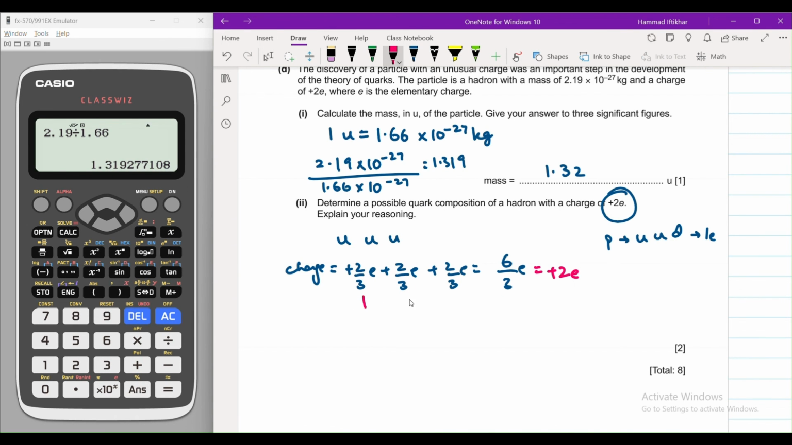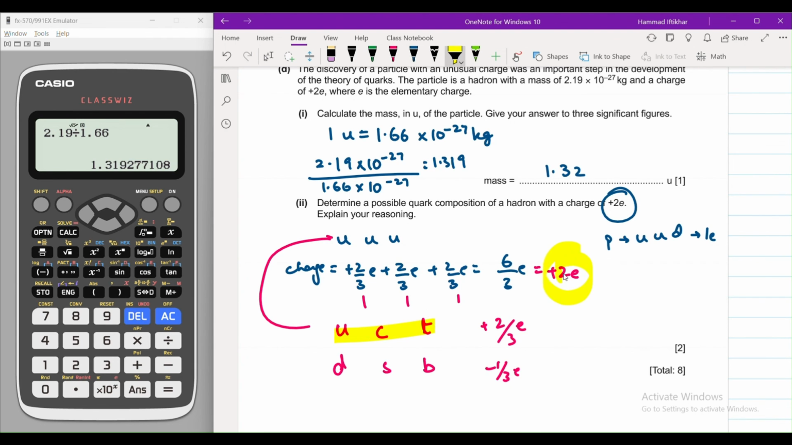Since we just need plus 2 over 3, plus 2 over 3, plus 2 over 3, we have more possible combinations also. We know that up, charm, and top have plus 2 over 3e, and down, strange, bottom have minus 1 over 3e. So any combination of up, charm, top would give us this plus 2e. We could use up, charm, top, any combination of up, charm, top would give us the plus 2e total charge.